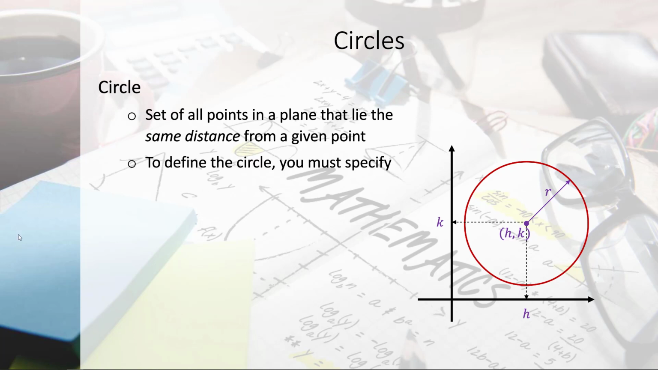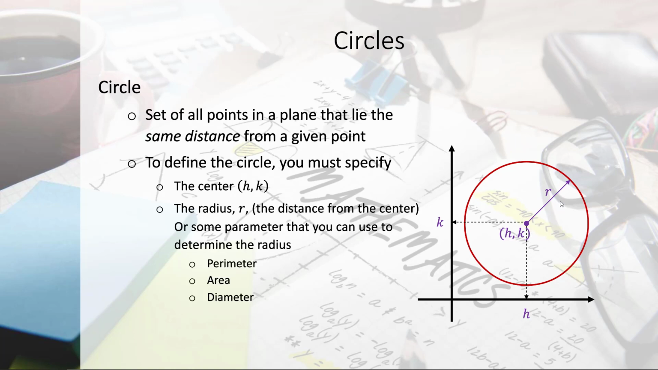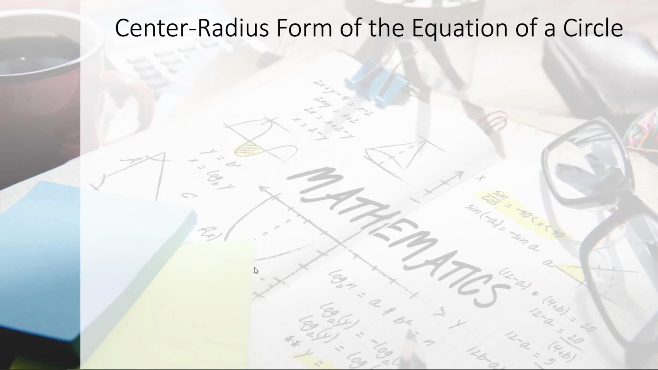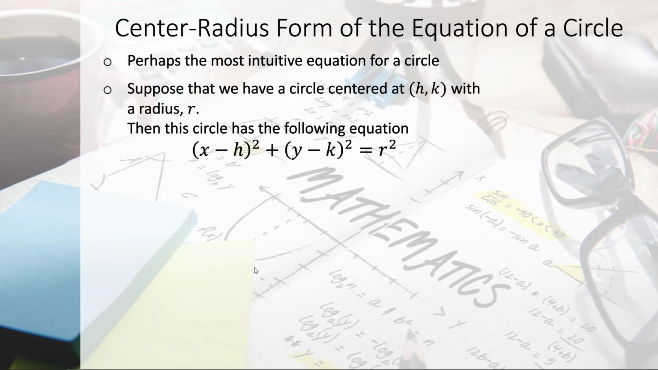So to define it, well, we just did that. You have to define a center, there it is, and then you have to define a radius. Once you have found the radius, either directly or through the perimeter, the area, or the diameter, you know everything that you need to define the circle. And you can define it using the center radius form of the equation of a circle. It is the most intuitive form, and this is how it works.